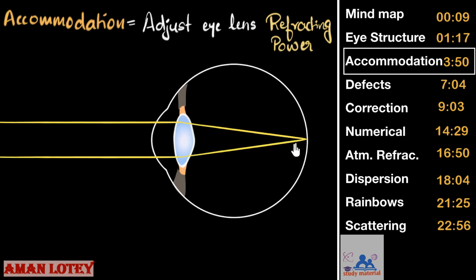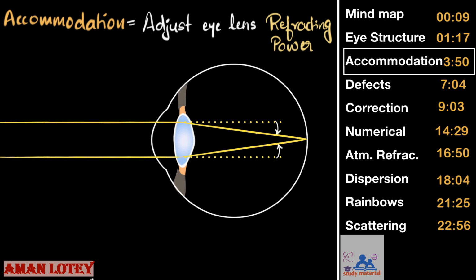And now to see it clearly, the lens has to focus those rays onto our retina. I'm ignoring the refraction done by the cornea just to keep the diagram very simple. This means that the incoming light has to be bent by this much amount. That's basically what refraction is all about, right?